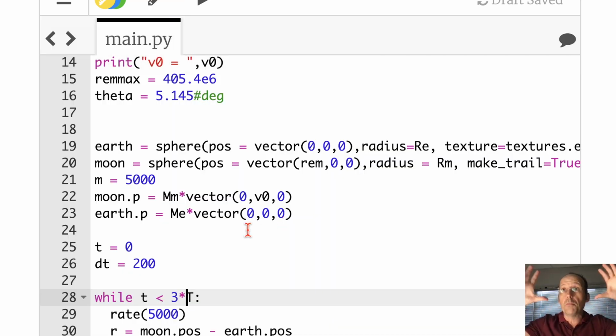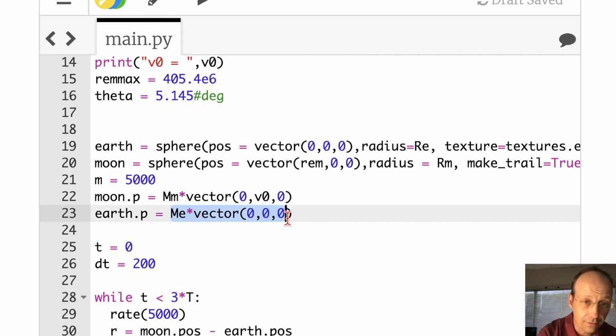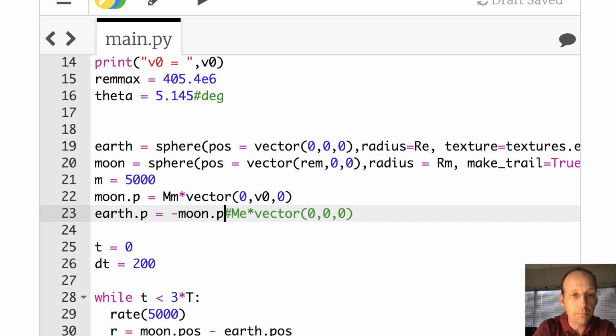All I need to do is say the momentum of the whole system is 0. And if I want to do that, I just set this. Let's get rid of this stuff. I'm going to comment that out and say that's equal to negative moon.p. So if I do that, the moon's momentum and the Earth's momentum added together are 0, so the center of mass is stationary, and it's not going to go anywhere. So they're not the same velocity, they're the same momentum. The total momentum is 0 now.